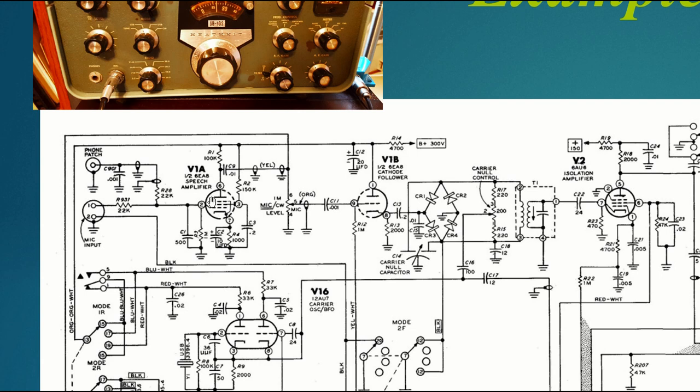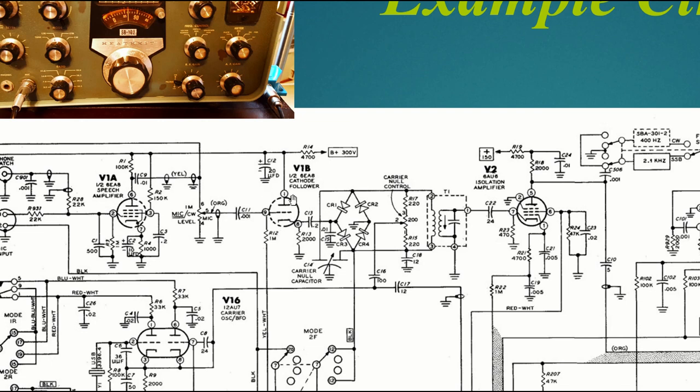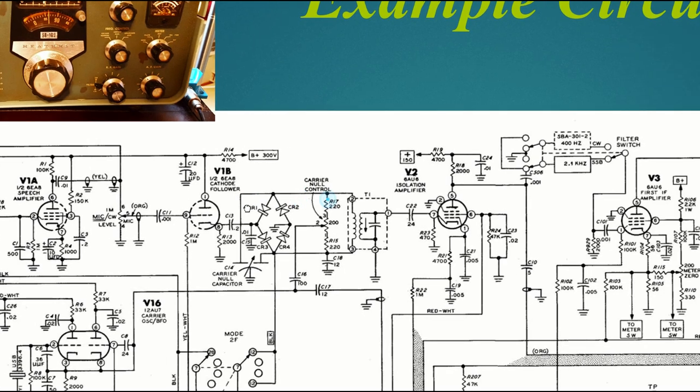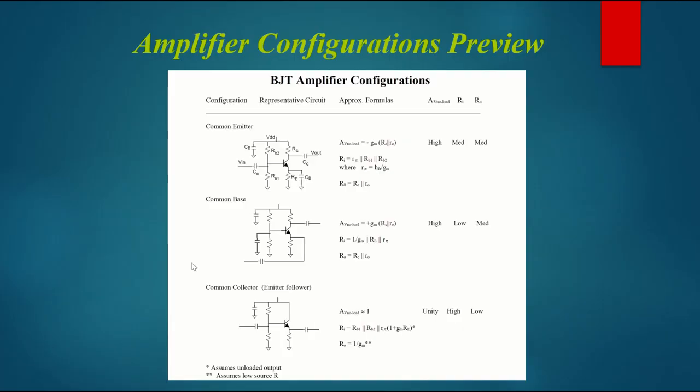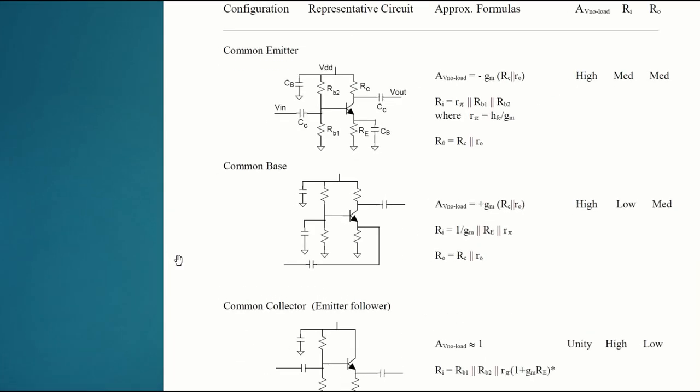This is essentially a cascode or common cathode. This is a cathode follower or common plate. And then over here is something they call an isolation amplifier. This is essentially a common grid amp, because if you look at the grid, it's AC grounded here. The signal comes in on the cathode and goes out on the plate. So that is essentially the same as one of these common base amps here that has a high gain, a fairly low input impedance, and a medium output impedance.